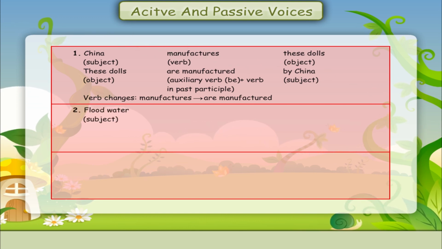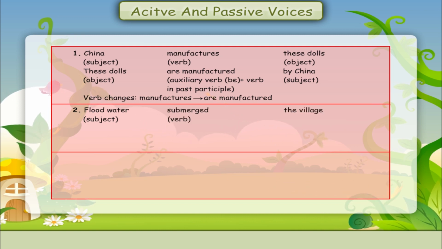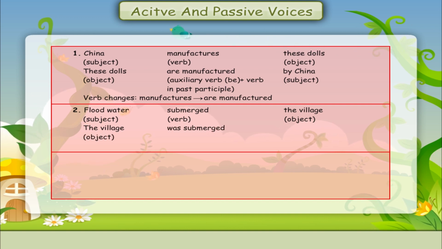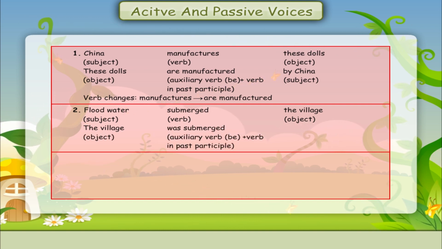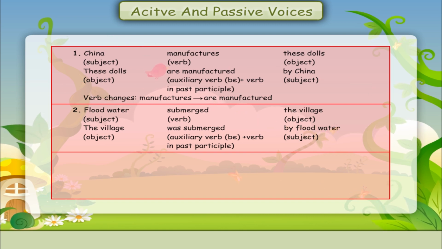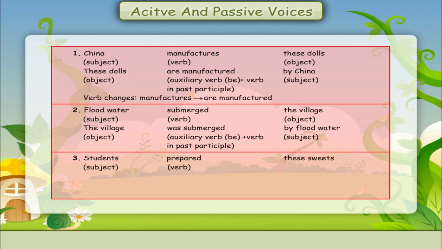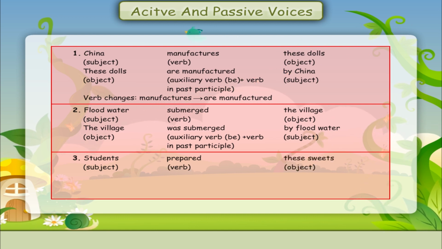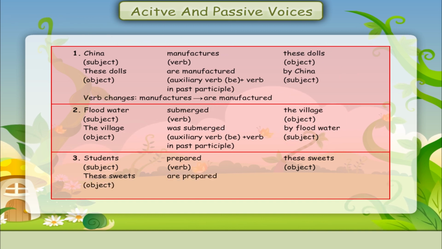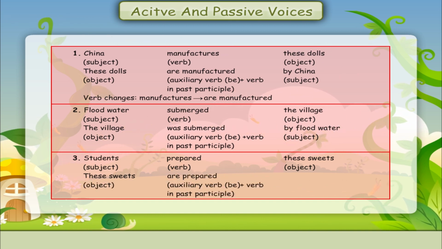Flood water, subject, submerged, verb, the village, object. The village, object, was submerged. Auxiliary verb be plus verb in past participle, by flood water, subject. Students, subject, prepared, verb, these sweets, object. These sweets, object, are prepared, auxiliary verb be plus verb in past participle, by students, subject.